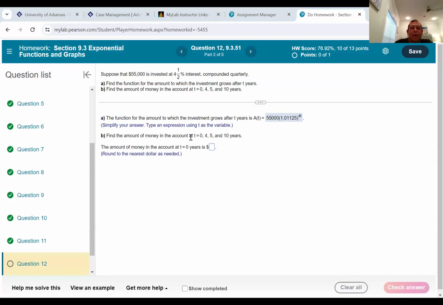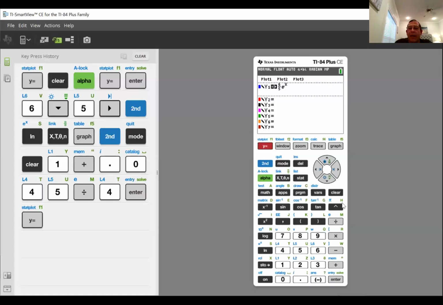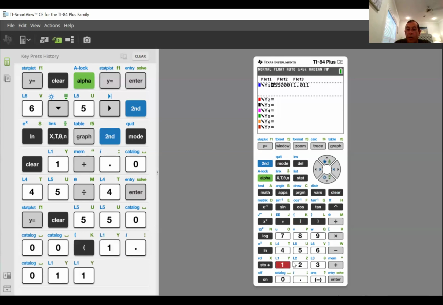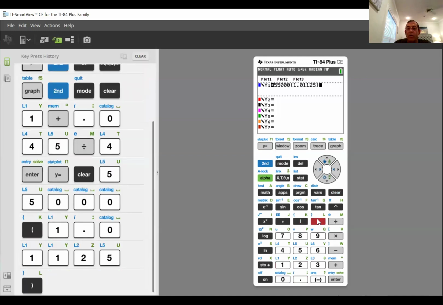Okay, no problem. So the graphing calculator, I'm going to go to my calculator. Now by hand, I would put a 0 in for the t, see what that gives me, a 4 for the t. So I'll show you how to do it by hand. But let me show you on the calculator. I'm going to go to y equals and clear that out. And I'm going to put in my equation, 55,000 parentheses 1.01125, close the parentheses. My exponent will be 4x. Remember, when you graph it, the variable has to be an x, okay?